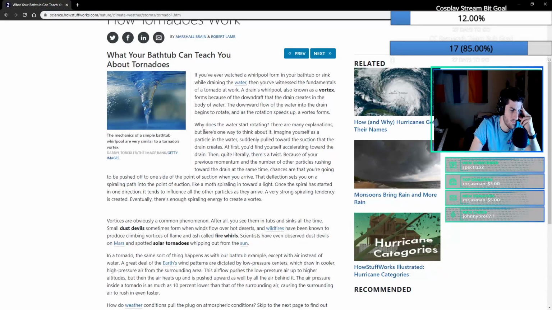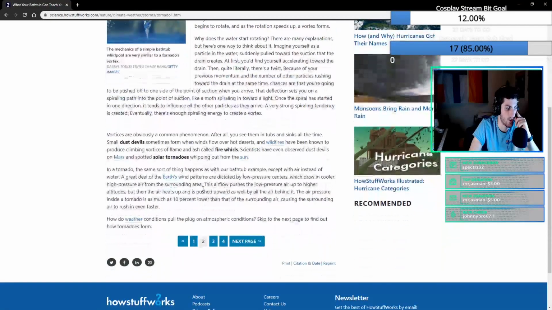There are many explanations, but here's one way to think about it. Imagine yourself as a particle in the water, suddenly pulled down toward the suction that the drain creates. At first, you'd find yourself accelerating towards the drain. Then, quite literally, there's a twist. Because of your previous momentum and the number of other particles rushing toward the drain at the same time, chances are that you're going to be pushed off to one side of the point of suction when you arrive. That deflection sets you on a spiraling path into the point of suction, like a moth spiraling in toward a light. Once the spiral has started in one direction, it tends to influence all the other particles as they arrive. A very strong spiraling tendency is created. Eventually, there's enough spiraling energy to create a vortex.